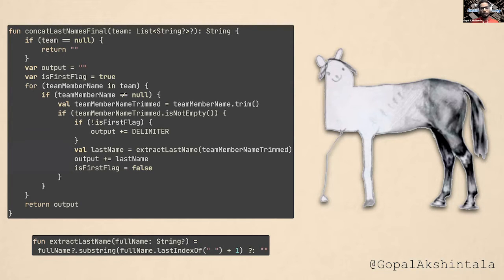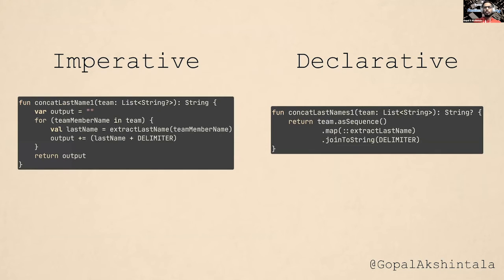Imagine the same programmer is born in a parallel universe as a declarative programmer. Given the same requirements, he would start out the code in this way, wherein he would use a sequence, which is like a stream in Java, which is pretty predominant.